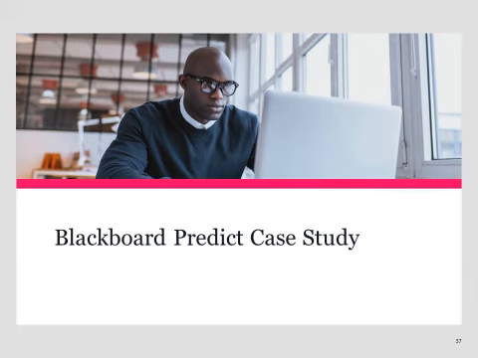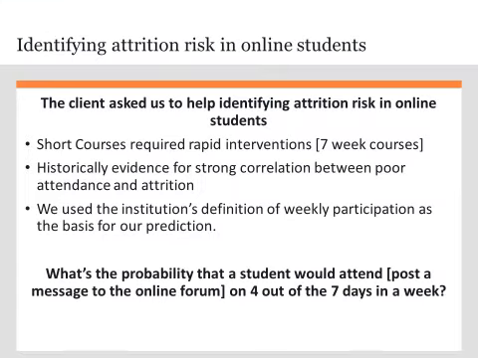So probably the question you're asking by now is, how accurate are these predictions? And the answer is remarkably. Let me talk about a case study. One of our clients asked us to help them identify the attrition risk on a fully online course. It was a short course, only 7 weeks long, so it required rapid interventions. And historically, there was a strong correlation between poor attendance in the online course and attrition.